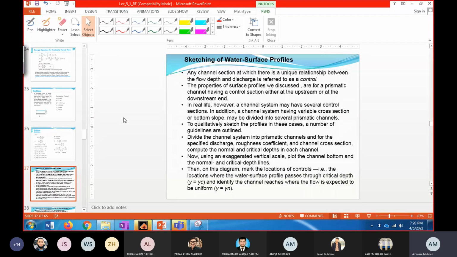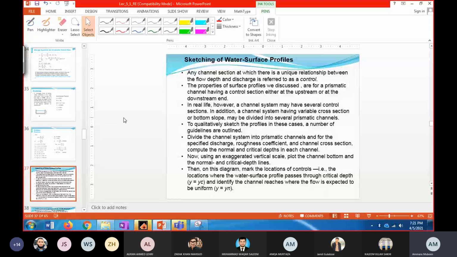To qualitatively sketch the profiles in these cases, a number of guidelines are outlined. Divide the channel system into prismatic channels, and for specified discharge, roughness coefficient, and channel section, compute normal and critical depth in each channel. Now, using the exaggerated vertical scale, plot the channel bottom and the normal and critical depth lines. Then on this diagram, mark the locations of controls, that is the location where the water surface profile passes through critical depth, and identify the channel reaches where the flow is expected to be uniform.